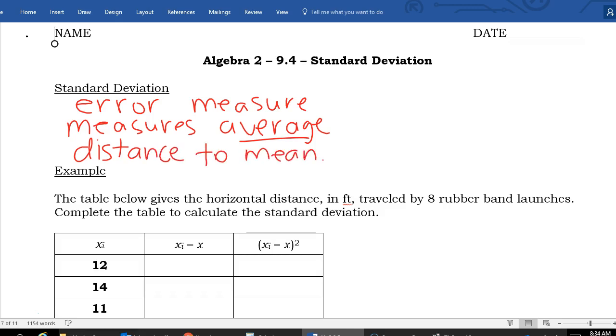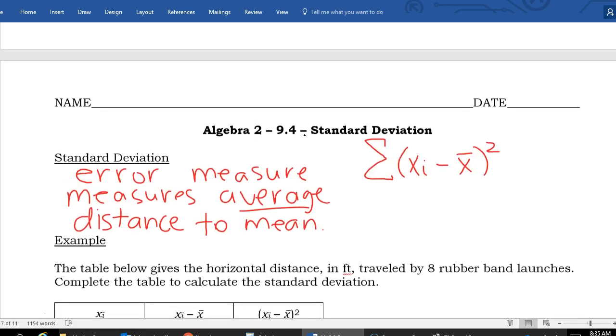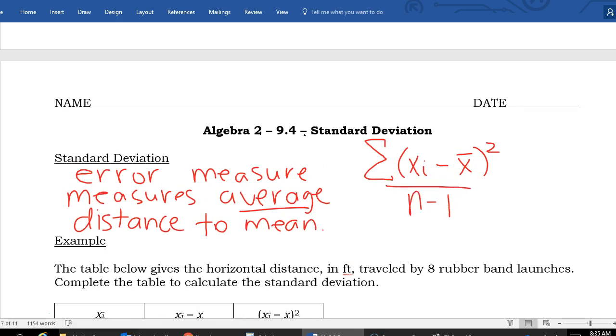And the way that you do it with a crazy awesome formula is you need to take each of your data points and you subtract the mean from that data point. Then you square those differences and add them up. So we're going to use some sigma notation. Then, after you add them all up, you're going to divide by one less than the number of data points. And finally, you are going to take the square root of the whole thing.